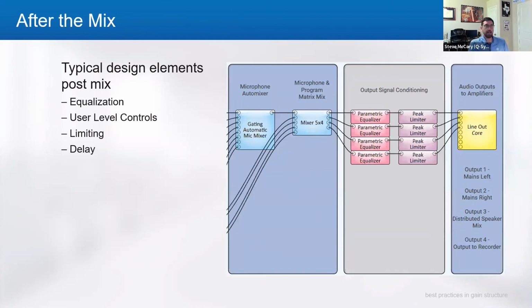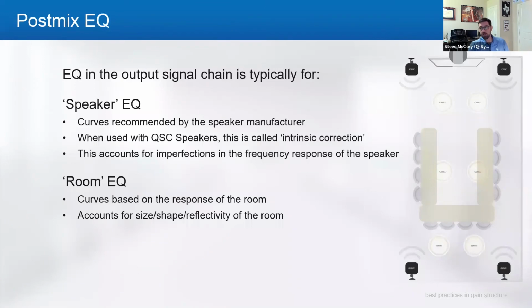So after we've gotten our mix together, now we're going to look at some output EQs and limiters and things like that. So we're going to put an EQ on the speaker side to help flatten out individual speakers. Typically, the speaker manufacturer will give you some sort of a frequency response across the spectrum. You can use that to smooth out high and low points.